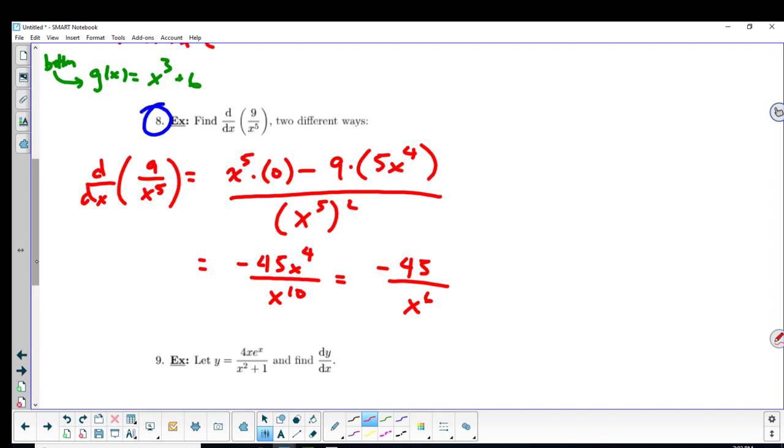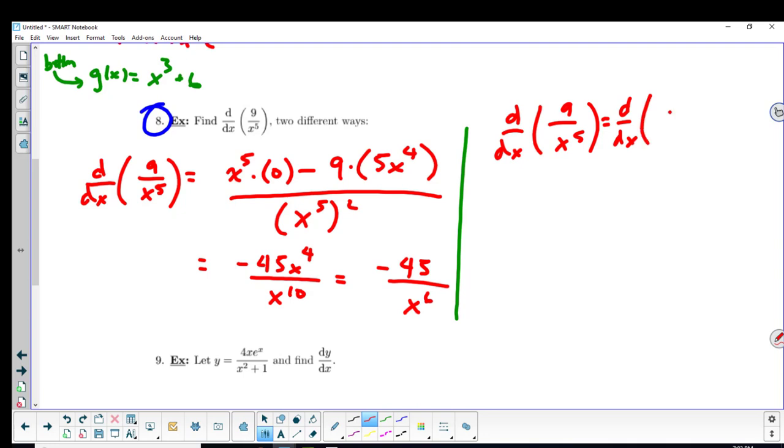Now here's where I would not use the quotient rule on a problem like this. In fact, you tackled problems like this in 3.3 before you had the quotient rule. I would think that the best thing to do is to say that d dx of 9 over x to the 5th is the same thing as d dx of 9x to the minus 5. And now I get to use what on this? Power rule. Yeah, the power rule. So this would give me minus 45x to the minus 6. And then I take a step to rewrite it this way, minus 45 over x to the 6th.